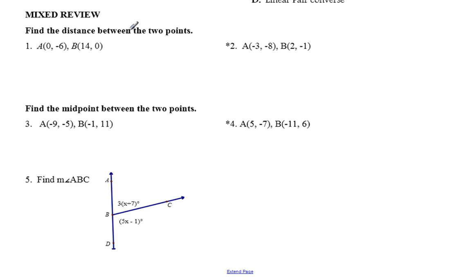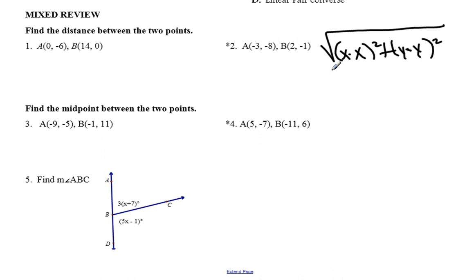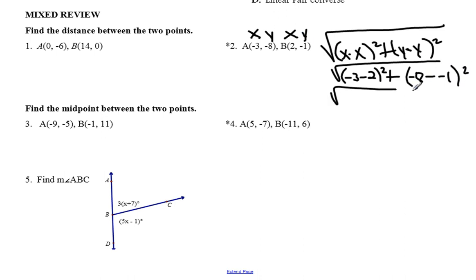All right, finding the distance. You have to know the distance formula. That says x minus x squared plus y minus y squared will give us the distance. So I'm going to take my x values. Those are my first value in each set of coordinates. I'm going to subtract them. So -3 minus 2, and I'm going to square it, plus my y values subtracted. So -8 minus my y value -1 squared.